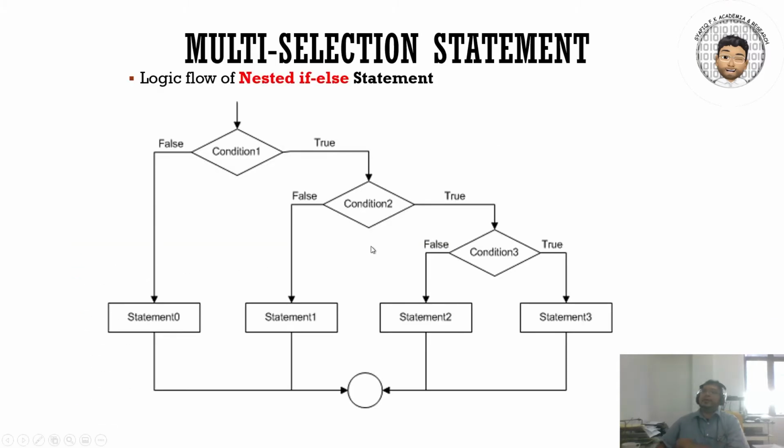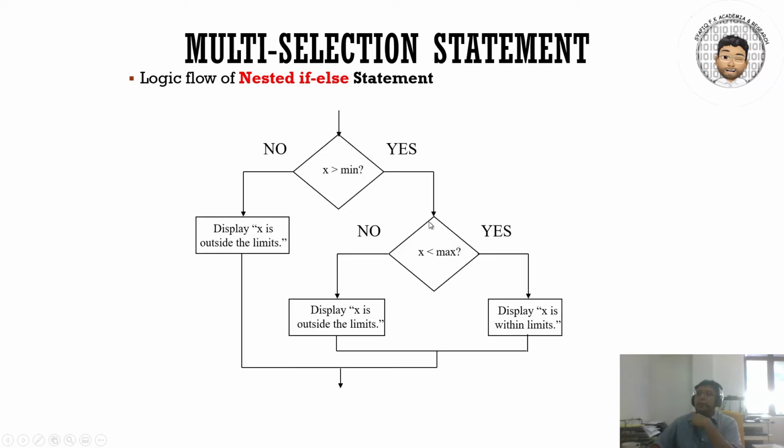Okay, next we have a multiple selection statement, which is also known as nested if. Nested if is where after one condition, you go to another condition, and then go to another condition. So it's different from a normal if else. We have a lot of if conditions. It's different because with a normal if, you have only one square box, but here, if it's true, it goes into another condition. If it's true, it goes to another condition, and it's like this. So this is an example.